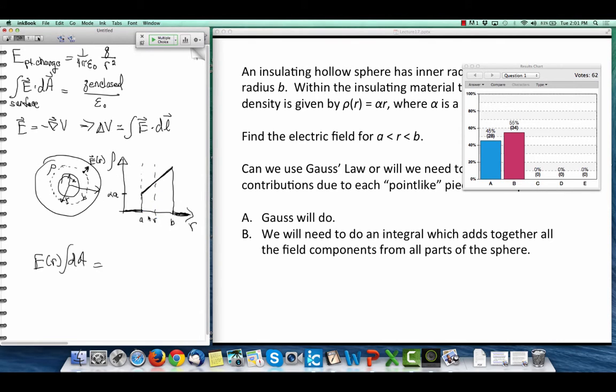Integrate from A to R. Volume integral. So 4 pi r squared dr integrated from A to R gives us the charge enclosed.